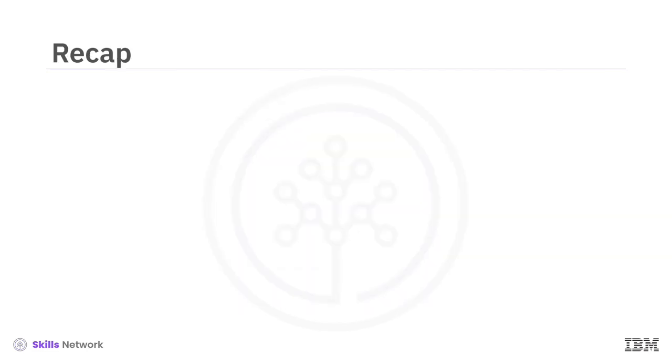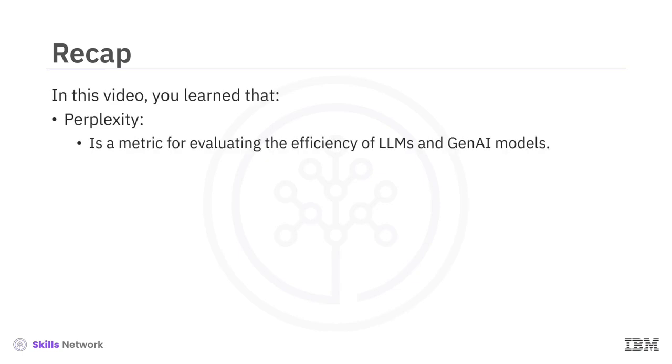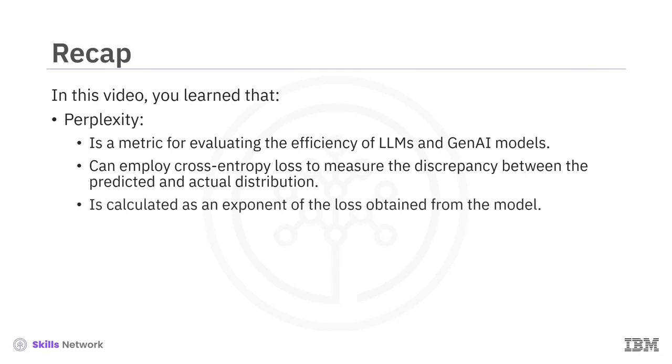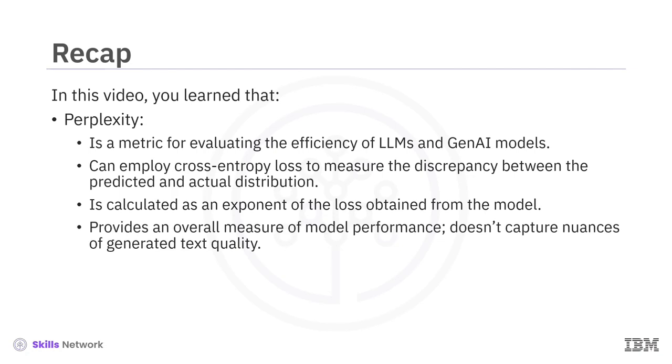Let's now recap what you learned. In this video, you learned that perplexity is a metric and a precious tool for evaluating the efficiency of LLMs and Gen AI models. In perplexity, you can employ cross-entropy loss to measure the discrepancy between the predicted and actual distribution. Perplexity is calculated as an exponent of the loss obtained from the model. Perplexity provides an overall measure of model performance, but doesn't capture the nuances of generated text quality.